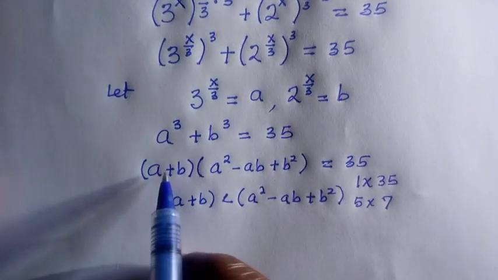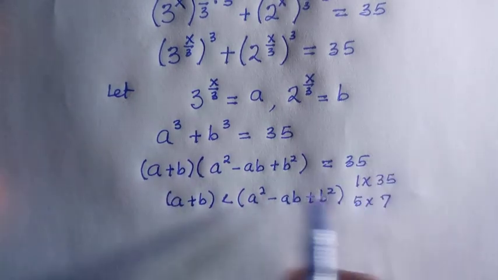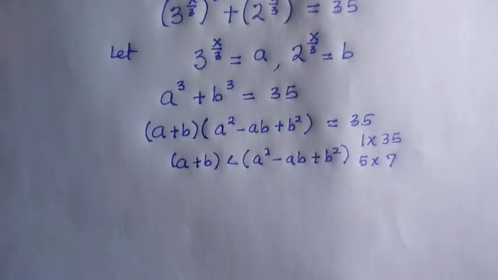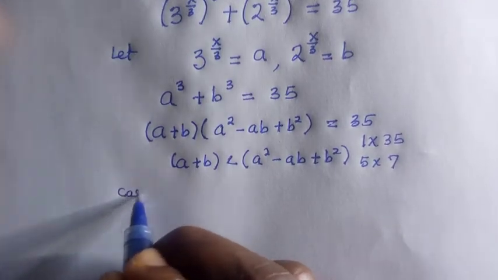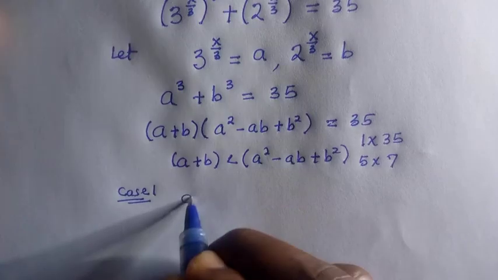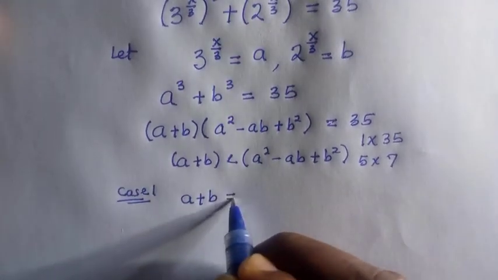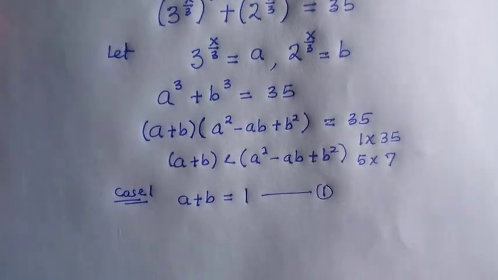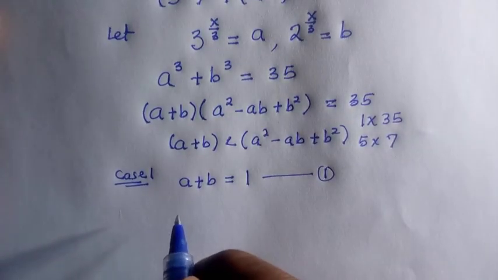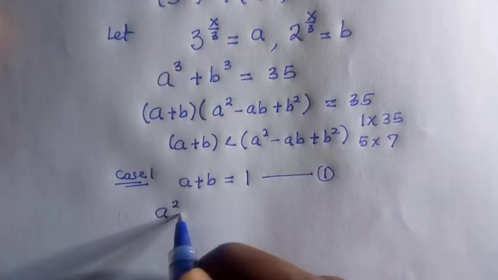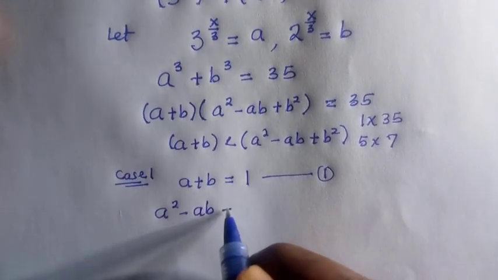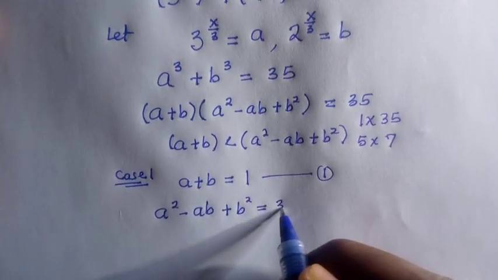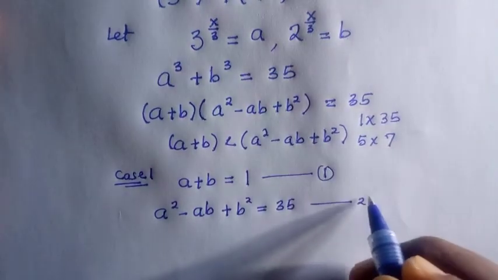For the first case, we are going to let a plus b equal 1 and a square minus ab plus b square equal 35. So that is case 1. Here in case 1 we have a plus b equals 1, and we call this equation 1. Secondly we have a square minus ab plus b square equals 35, and we call this equation 2.